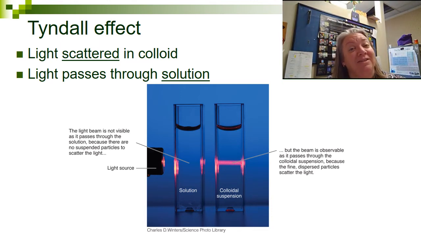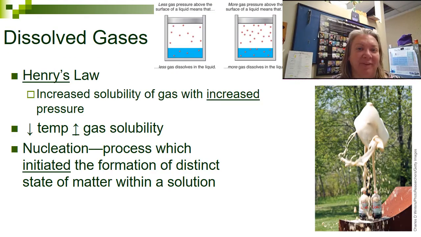So Tyndall effect: light passes through a solution unaltered, but it's scattered in a colloid. So it's a fun lab to do. If you're on campus, I'd let you do that one. The last part of this little subsection is going to talk about dissolved gases.